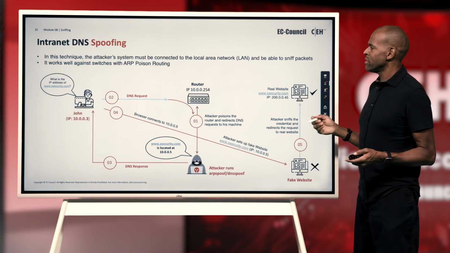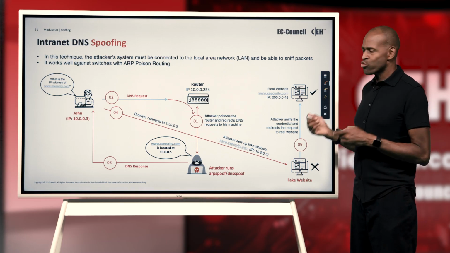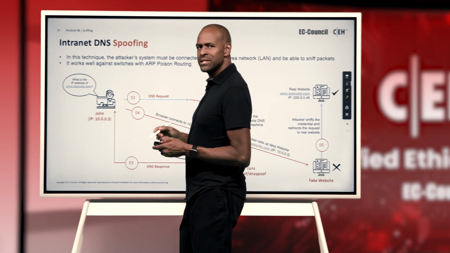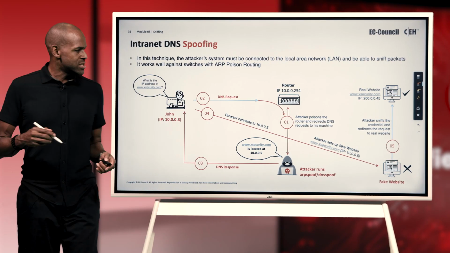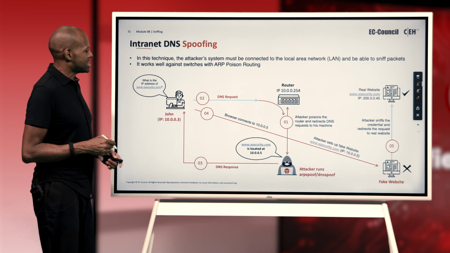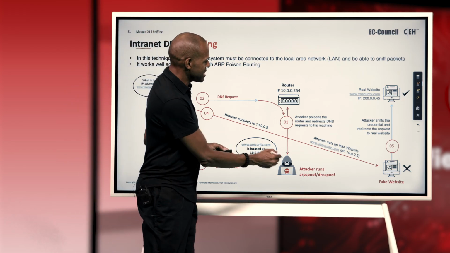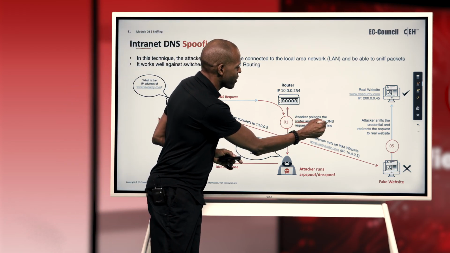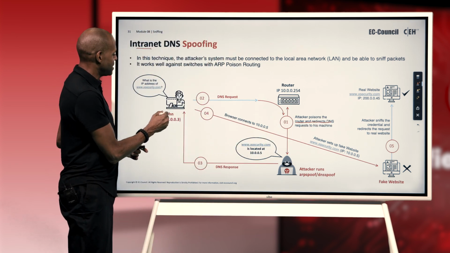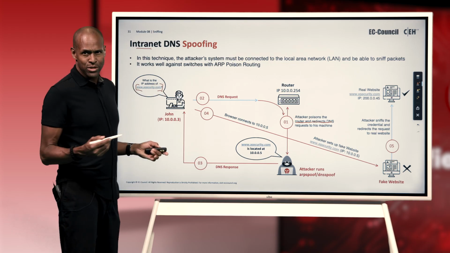All right, so another item in DNS the hackers use is intranet or internet DNS spoofing. So in this case, it is intranet. So when you look at intra, that is on the LAN. And so let's follow the path. The first thing that needs to happen is this attacker is going to poison the router, redirecting internet requests to his machine.